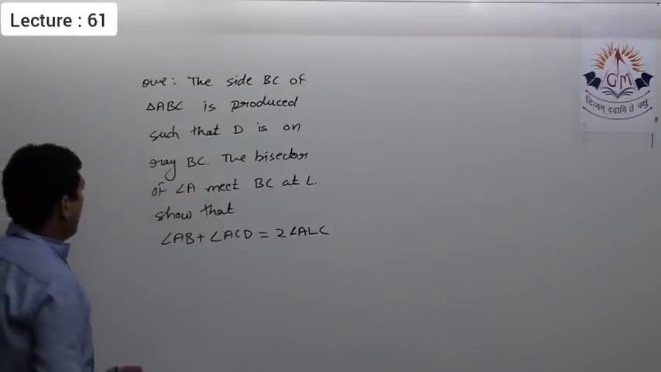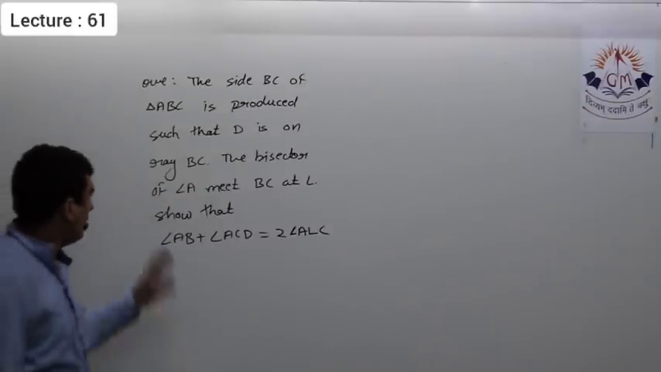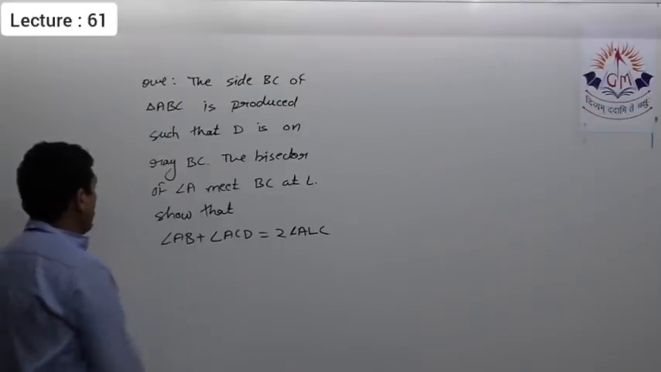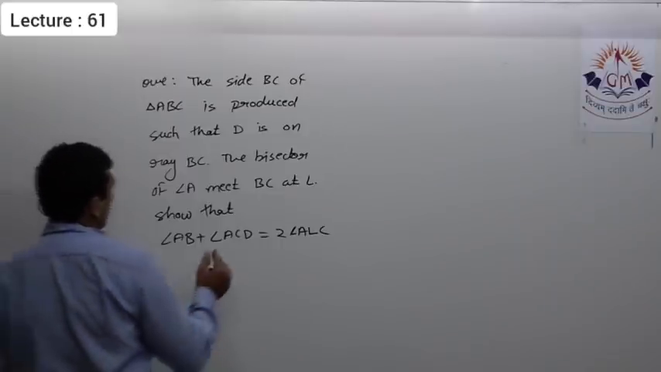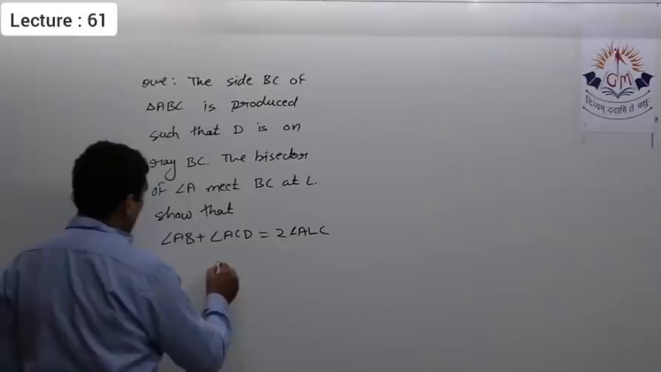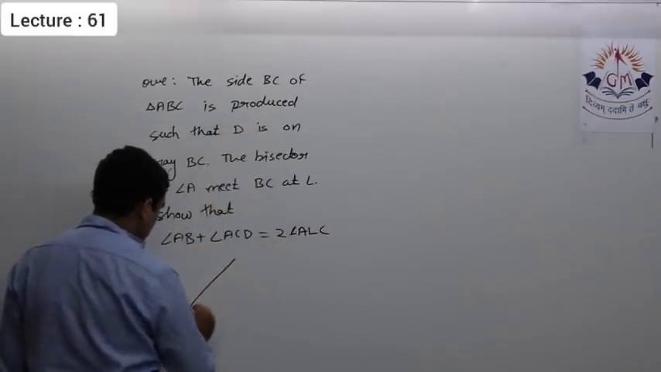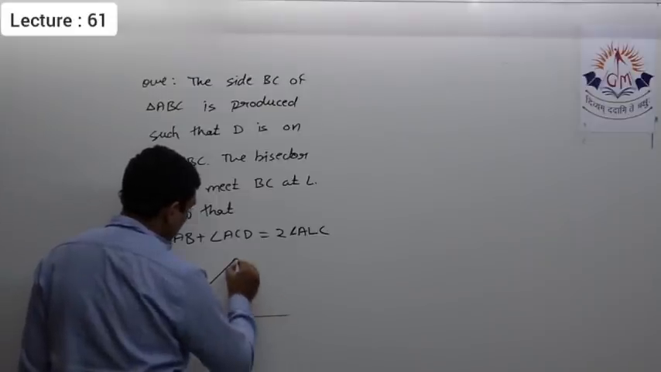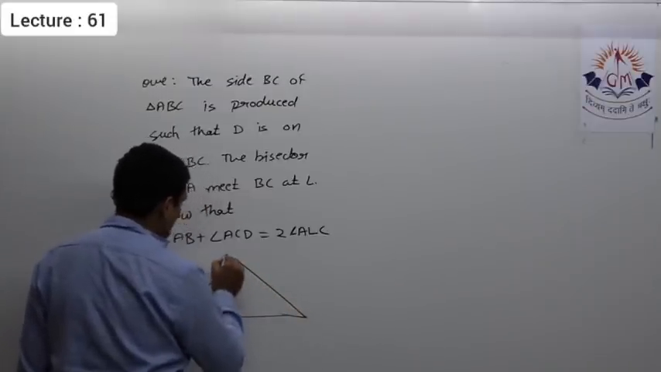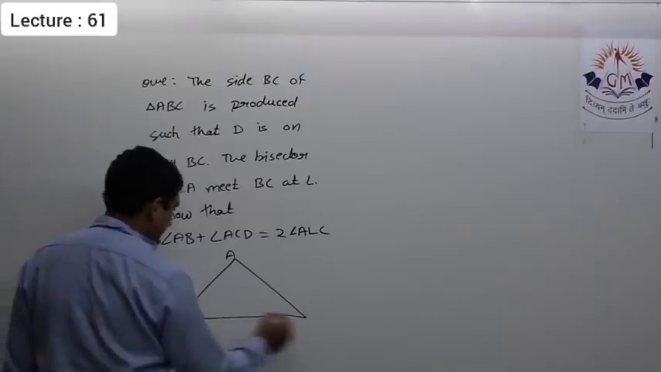Okay, so in this question the diagram is not given. Information is given. On the basis of this information, first of all we'll draw the diagram. So let us see, the side BC of triangle ABC. First of all there should be a triangle ABC. So this is the triangle ABC.